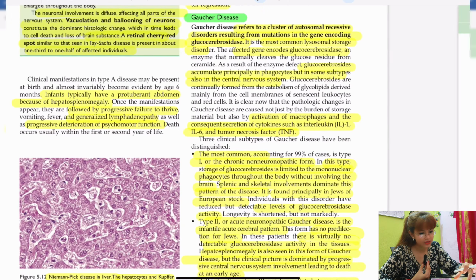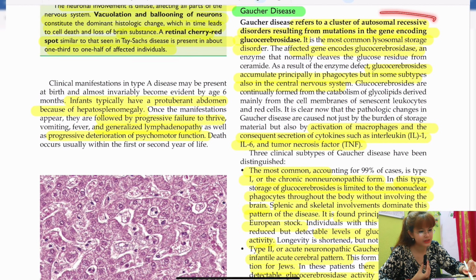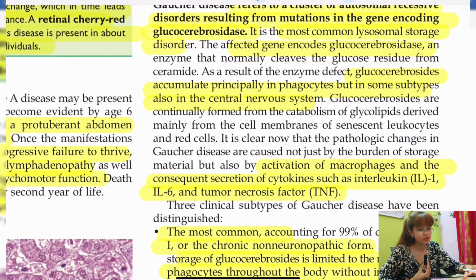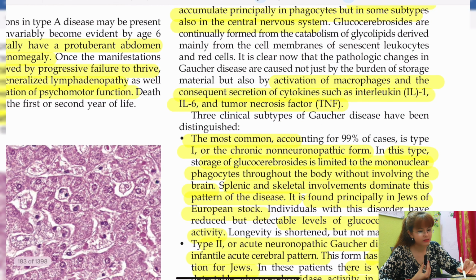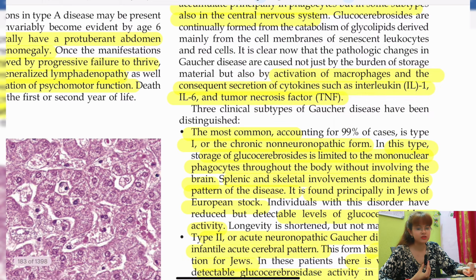If you talk about the Gaucher's disease, then similarly, this is also an autosomal recessive disorder. As I've already mentioned, the inborn errors of metabolism essentially have autosomal recessive inheritance. So the Gaucher's disease results from mutations in the gene encoding glucocerebrosidase, because of which there is accumulation of glucocerebrosides, especially in the central nervous system. There's activation of the macrophages and the consequent secretion of the cytokines, which cause the destruction.